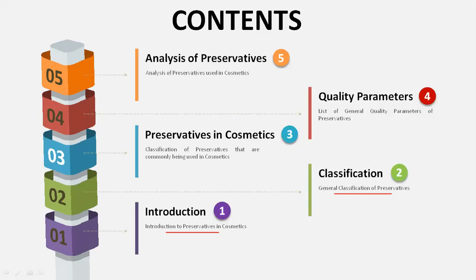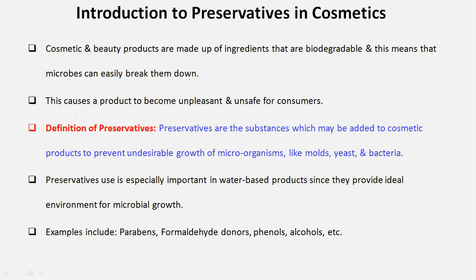Coming to the third part, preservatives in cosmetics. In this section, we are going to see classification of preservatives that are commonly being used. It means mostly these preservatives are commonly used in cosmetic industry. Next section includes quality parameters, where we are going to see list of general quality parameters of preservatives. And at last, analysis of preservatives. So different types of analytical methods of various categories of preservatives we are going to see. That is analysis of preservatives used in cosmetic industry. So now let us start one by one.